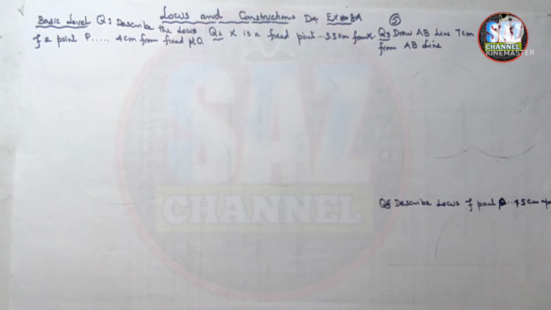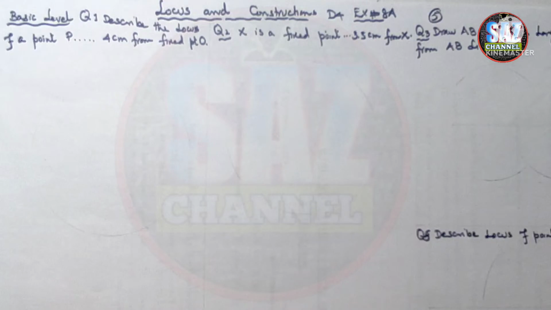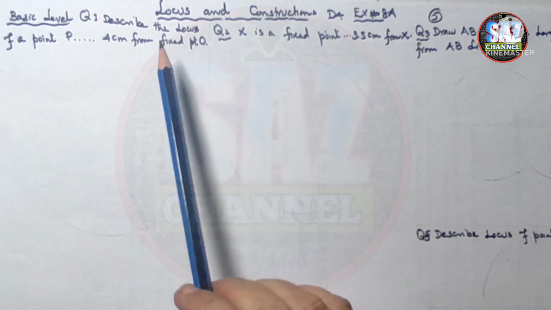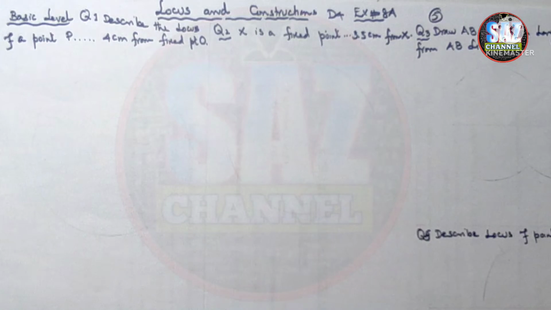This is my fifth lesson of D4, chapter number 8, that is about locus and construction. In this lesson, students will be discussing basic level question number 1. But before going to the lesson, there are some key terms that we need to understand: what is the meaning of the term locus, what are the types of different loci, and how to construct different types of loci. These are the questions that have to be really clear before moving to this exercise.